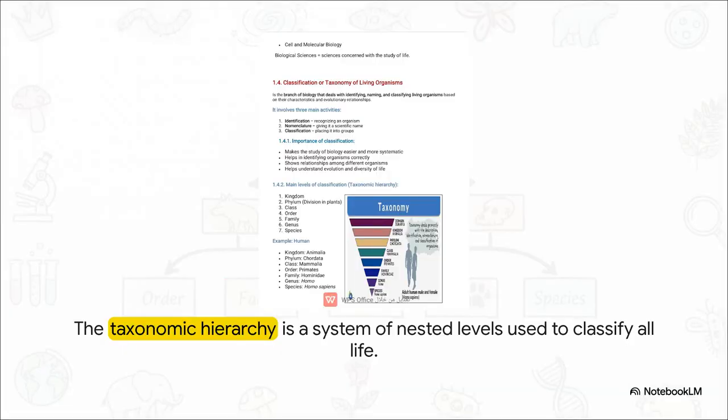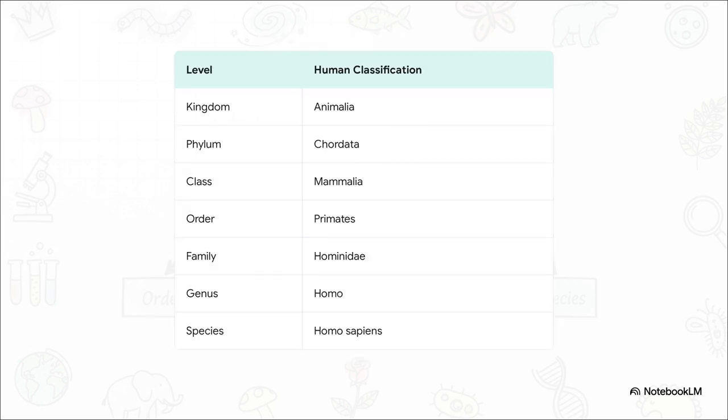The way this filing system works is as a hierarchy, kind of like those Russian nesting dolls. You start at the top with these huge, broad categories, like kingdom, and then each level down gets more and more specific until you finally land on one single unique species. This is a perfect way to see how it works.